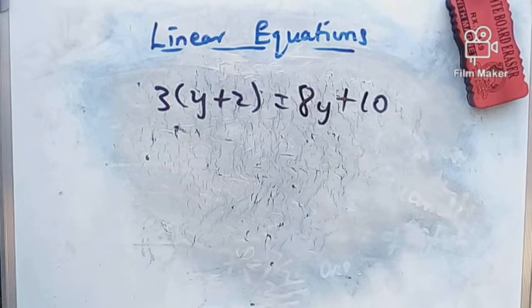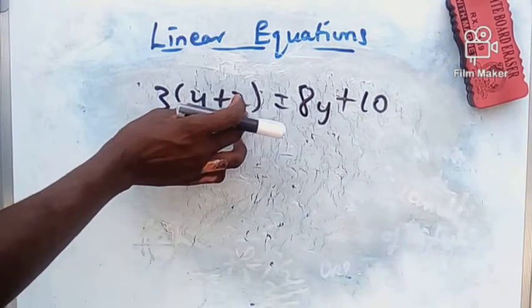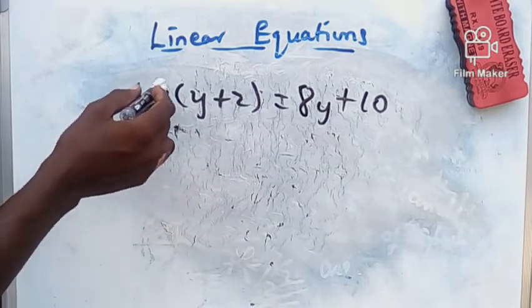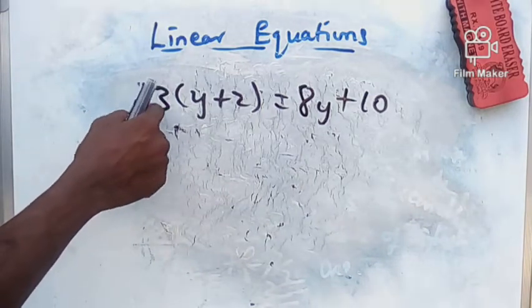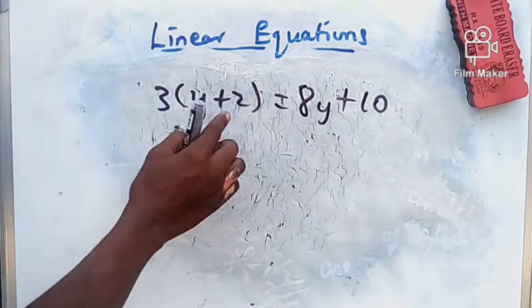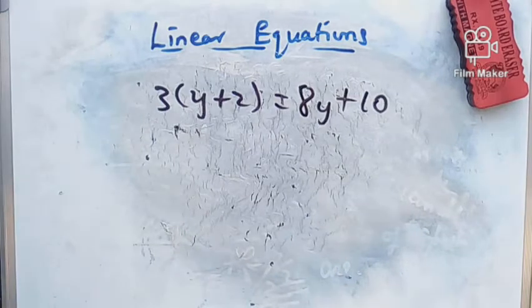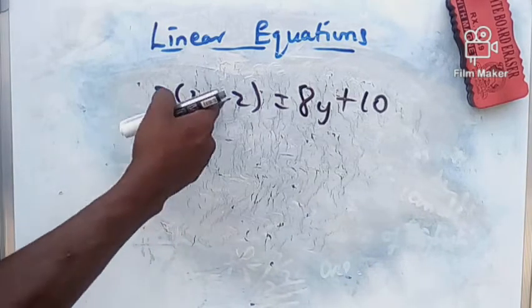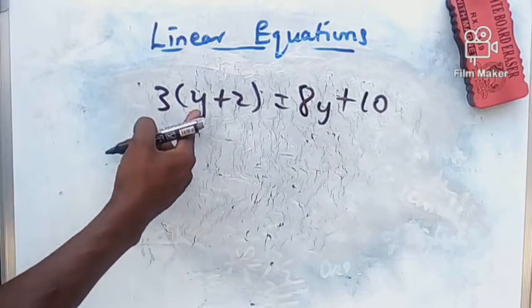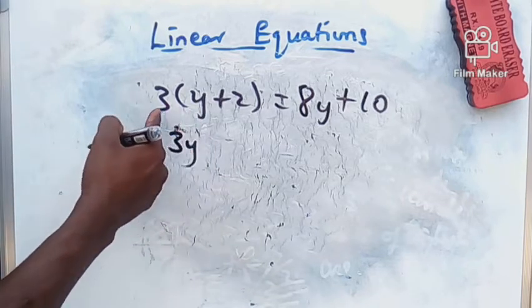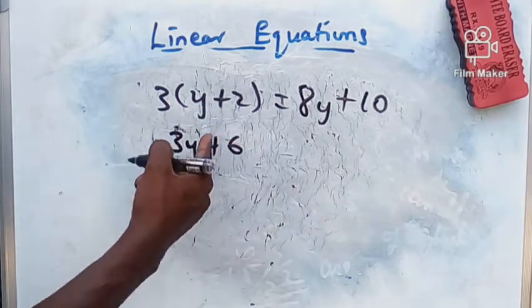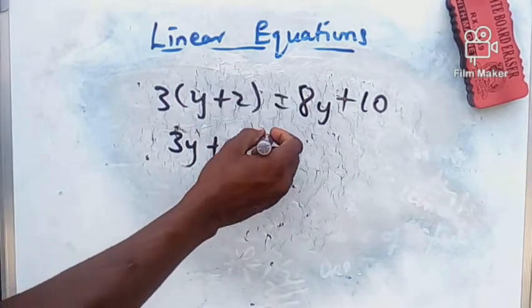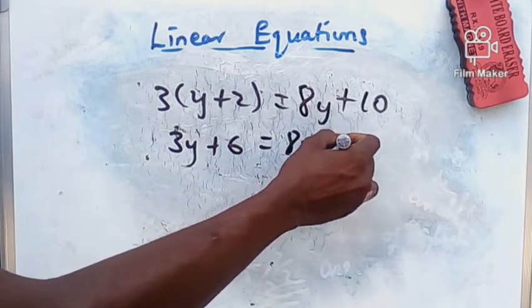And to remove the bracket, if you get a bracket whereby a constant is multiplying the bracket, you simply use the constant, whatever number that is outside that bracket, to multiply everything that is inside that bracket, and that is how you eliminate the bracket. So in this kind of problem, 3 multiplied by y, we have 3y. 3 multiplied by 2, we have what? 6. We have eliminated the bracket, and then we bring down equal to 8y plus 10.